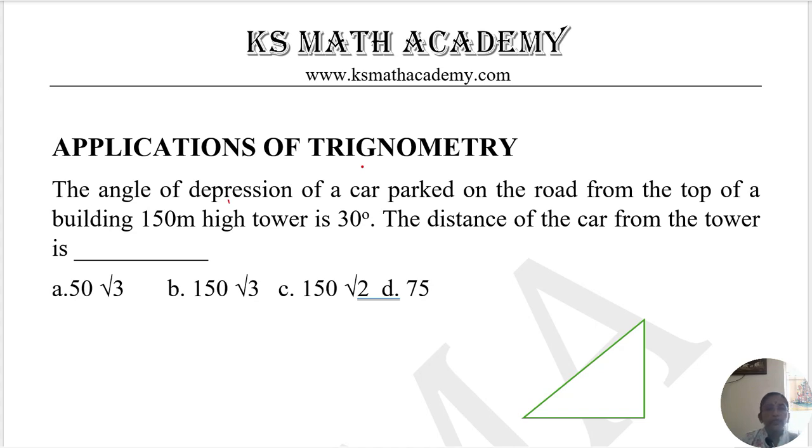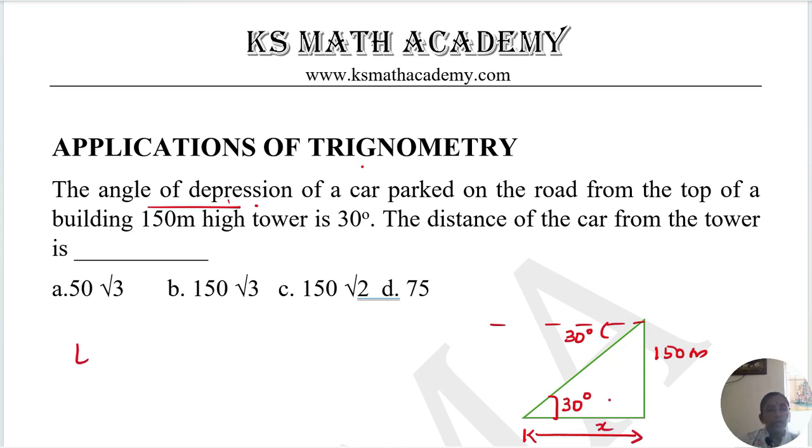The angle of depression of a car parked on the road from the top of a building 150-meter high. The angle of depression is 30 degrees. If I am marking the alternate interior angle, then this will be 30 degrees. So the distance of the car from the tower is asked, so the adjacent side x is asked.